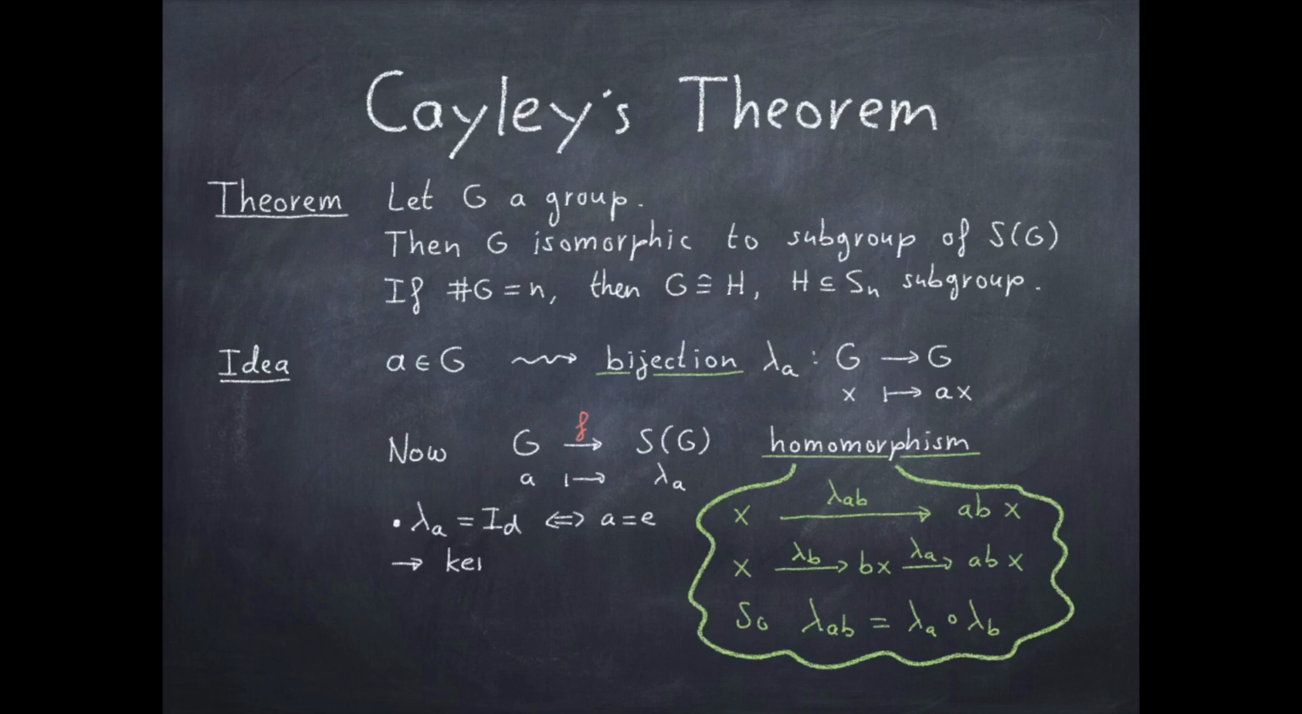So we have a group homomorphism F from G to SG. Let's look at the kernel of this map. An element A is in the kernel of F if the image lambda A is the identity map. However, multiplication by A can only be the identity if A is the identity element itself. It follows that the kernel of F only consists of the identity element. That is, F is an injective map. It follows that G is isomorphic to the image of G under F. So G is isomorphic to a subgroup of SG.